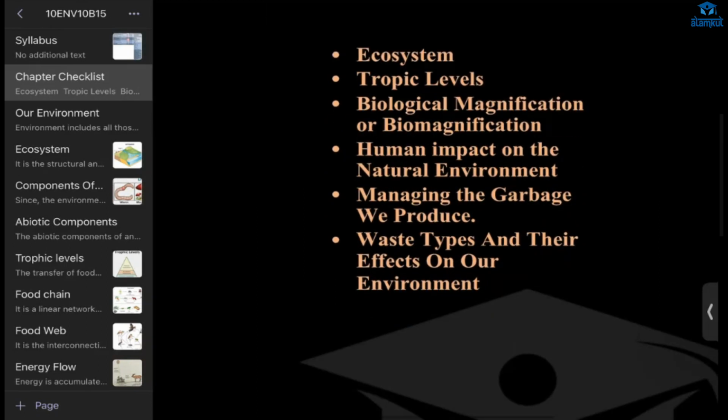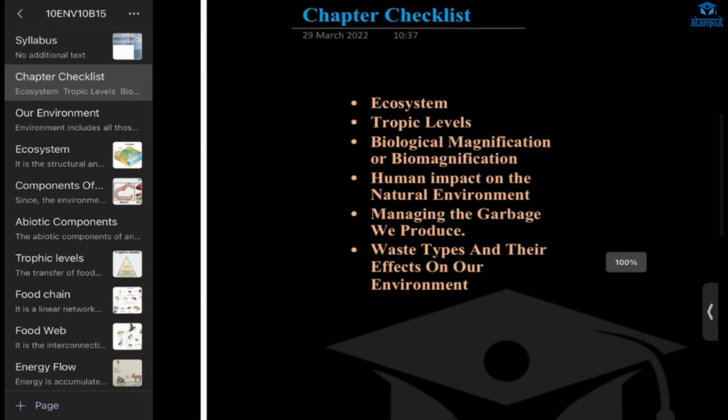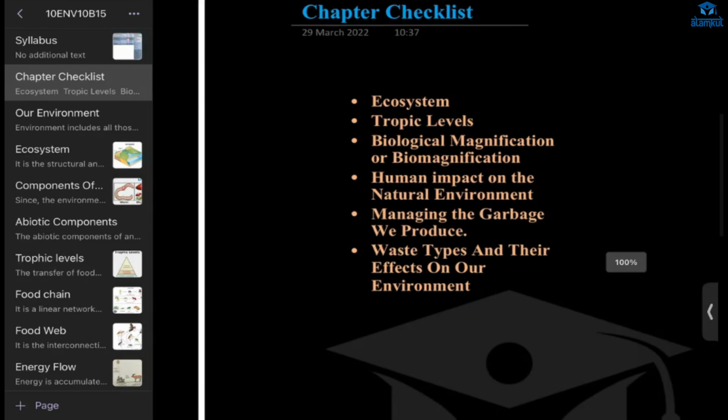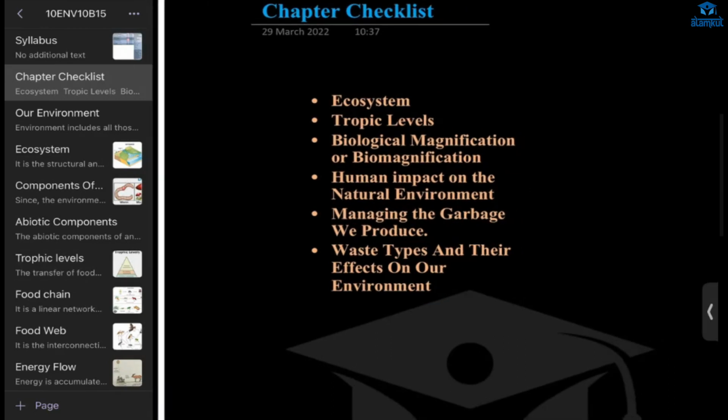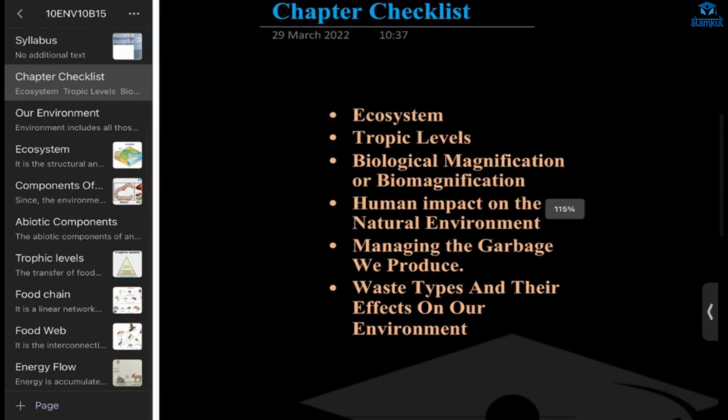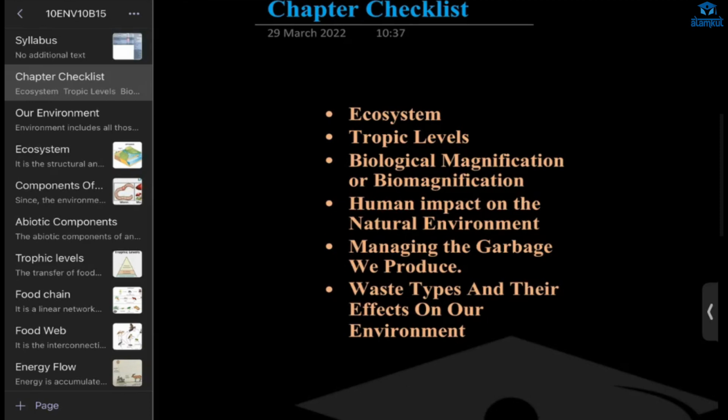Then impact of human on natural environment, then managing of the garbage, waste types, and their effect on our environment. That's all. And this chapter is very short. We'll complete this within this class.